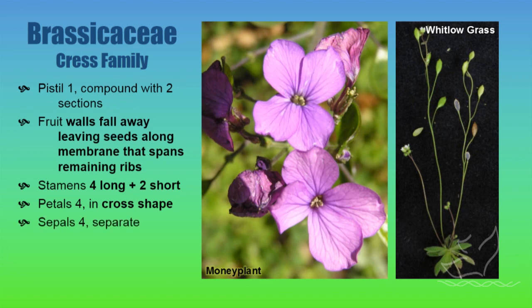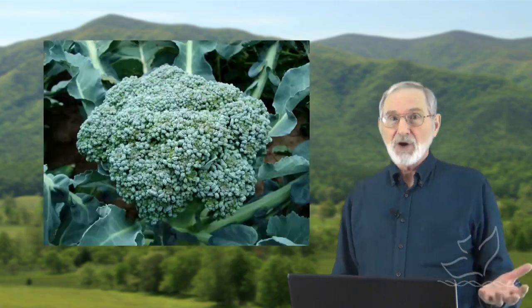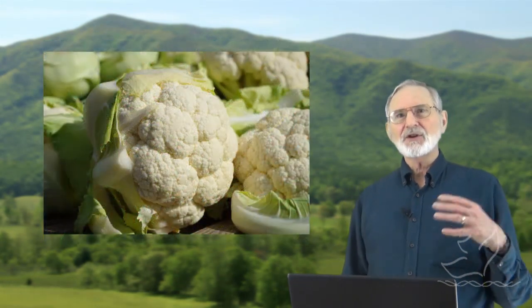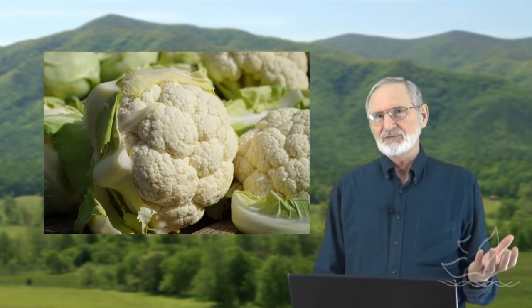There are 4 sepals, and these are usually separate. And the leaves are mostly basal and often lobed, and they often have a mustard, spicy odor or taste. So you're familiar with things like broccoli and cauliflower. These are all members of the cress family, so they have a mustardy taste, just like mustard does.